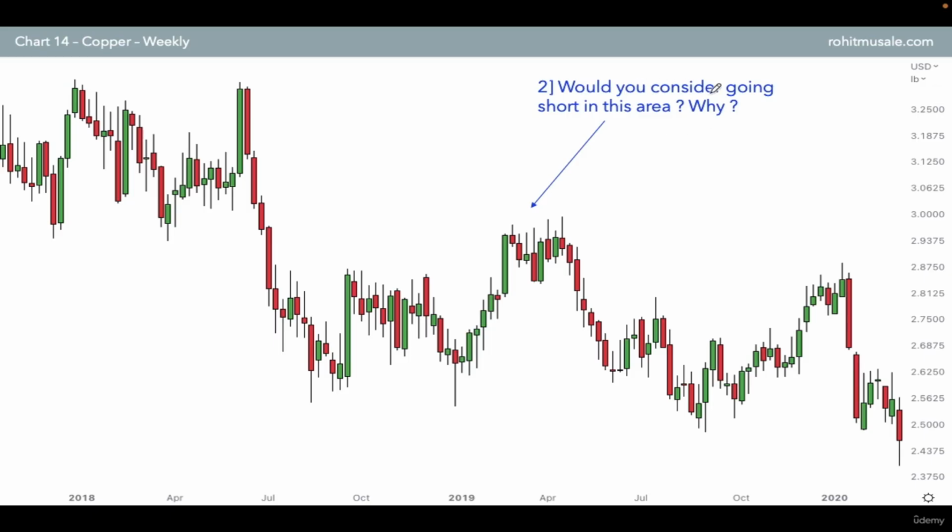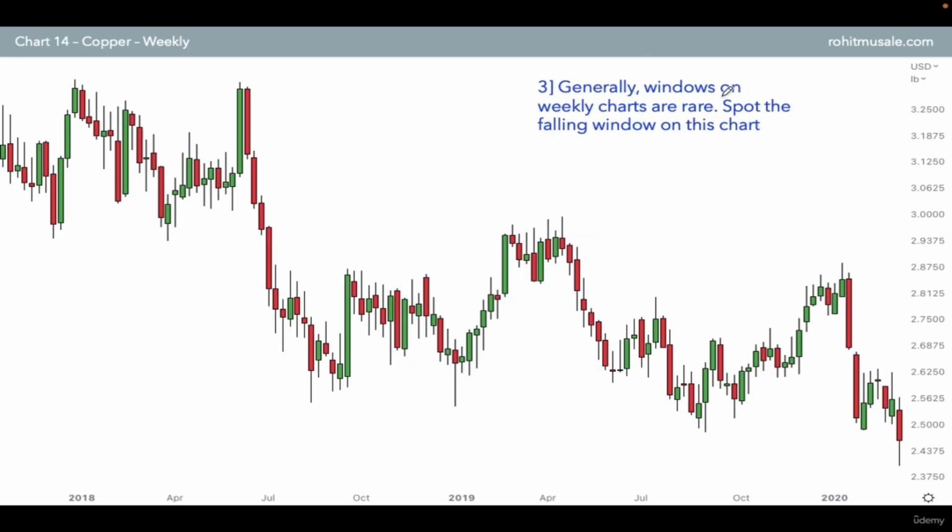Number 2, would you consider going short in this area and why? Of course, I would consider going short in this area. I'm not referring to any specific candle because you can clearly see the change of polarity here. If I draw this line, that's a multi-tested support. If I continue drawing this line, as you can see, your old support has become new resistance. So I would definitely consider going short in this area because of the change of polarity.